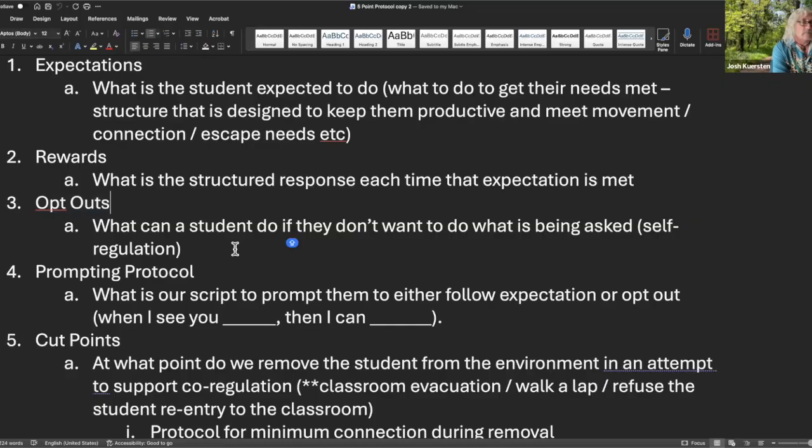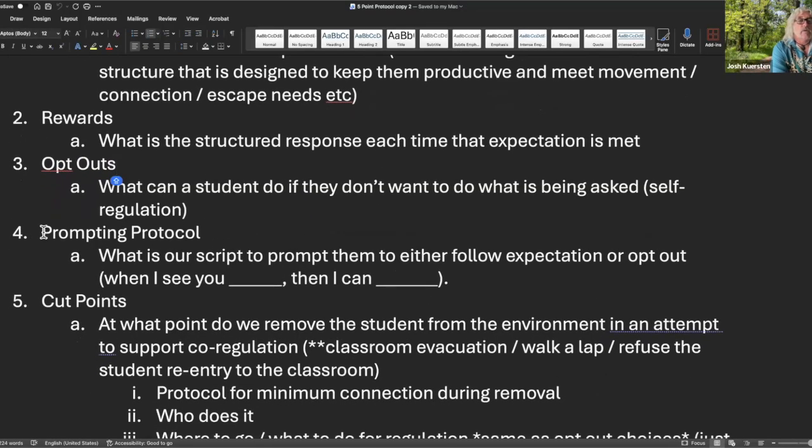Good so far? Okay. Number 4 is we need a prompting protocol. What I like to do is dial in: if you see this, you're going to say this. And this is literally a script. The script that I like to fill in the blanks for is, when I see you blank, then I can blank. Most often, what I say to a kid is, when I see you make one of your choices, then I can help you get your needs met. That's usually my script, but it's simply, when I see you blank, then I can blank. You can fill in those blanks if you need to do more specifics.